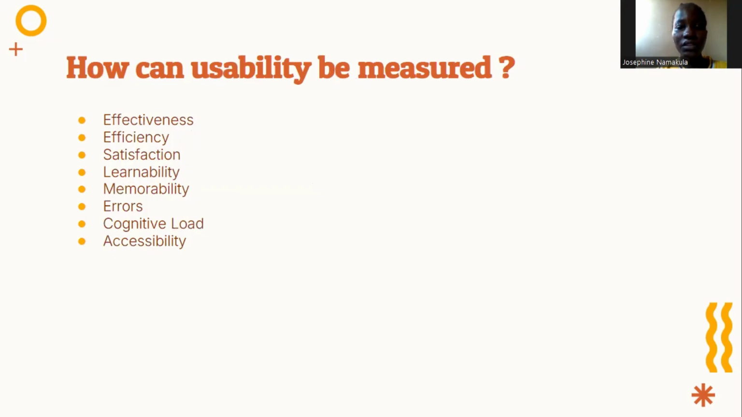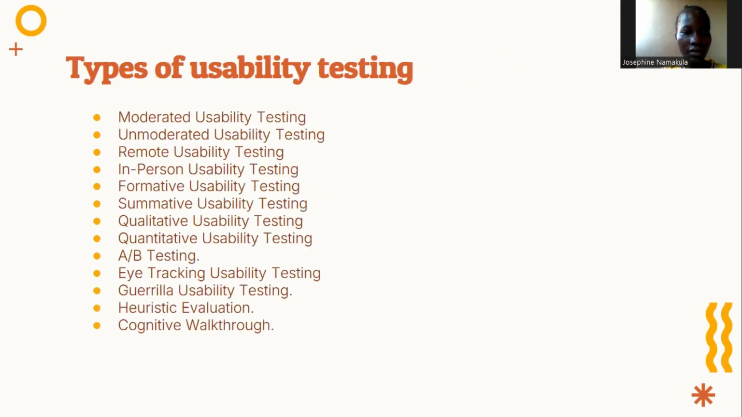How can usability be measured? It can be measured through effectiveness, efficiency, satisfaction, learnability, memorability, errors, cognitive load, and accessibility. The types of user testing: we have moderated user testing, unmoderated user testing, remote usability testing, in-person usability testing, formative user testing, summative user testing, qualitative usability testing, quantitative usability testing, A/B testing, eye tracking usability testing, guerrilla usability testing, holistic evaluation, and cognitive walkthrough.